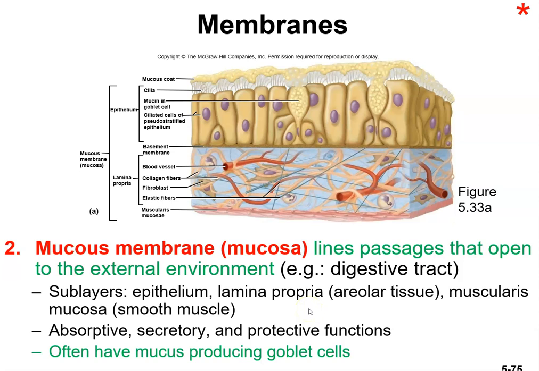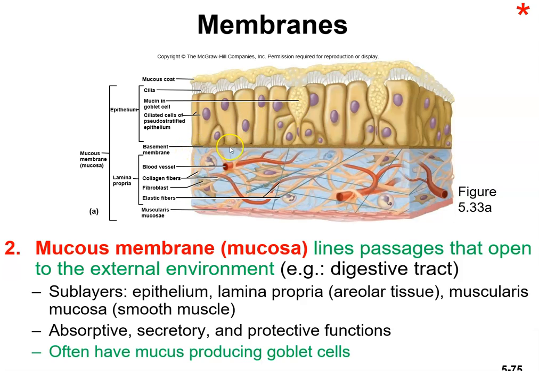The second type of membrane is called the mucous membrane. This type of membrane has mucus. It lines the passages that open to the external environment, for example, the GI tract. That membrane is made by epithelial columnar cells, because we mentioned in the small intestine there are many epithelial columnar cells, also embedded with goblet cells. Those are the epithelial tissue.